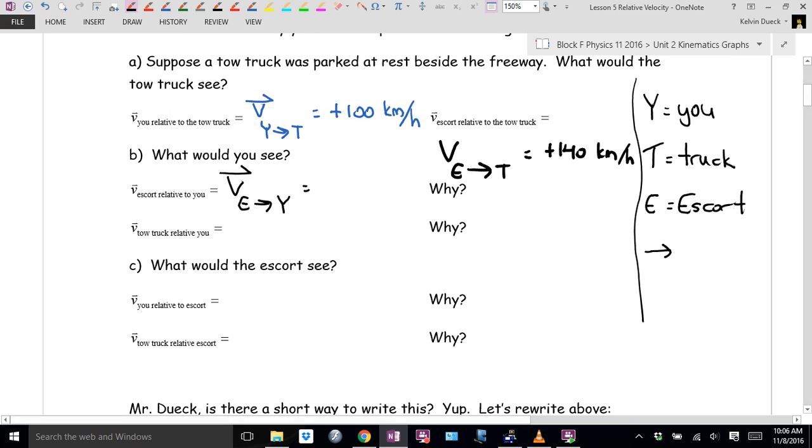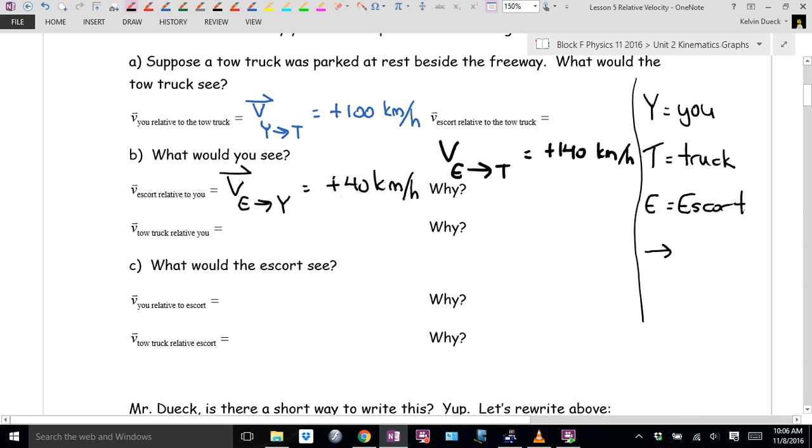How fast do you see the Escort moving? If you're moving at 100 kilometers per hour and it's moving at 140 kilometers per hour, 40. Forward or backwards? Well, let's imagine if it's behind you and you look in your rearview mirror, you would see the headlights coming towards you, forwards. And if it's in front of you, you would see the taillights receding. So I'm going to argue positive 40 kilometers per hour.